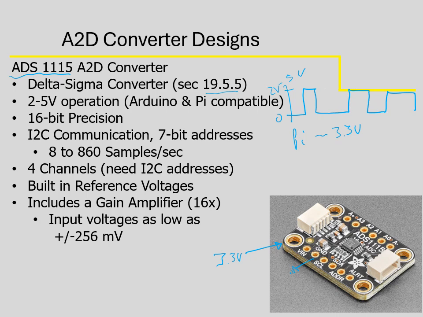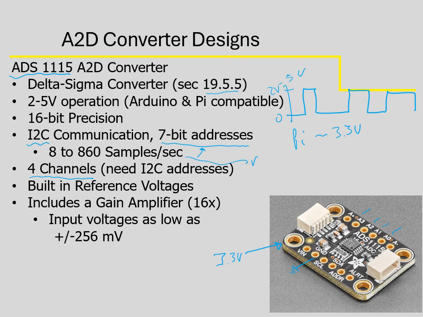All right, this one has 16-bit precision, so that's pretty good. It's going to use I2C communication, which we know all about now. It has 7-bit addresses. We have 4 channels available on this device, A0, A1, A2, and A3. If you need to read off of a certain channel, you'll have to tell it in code which address to use to read which channel. It can sample anywhere from 8 to 860 samples per second.